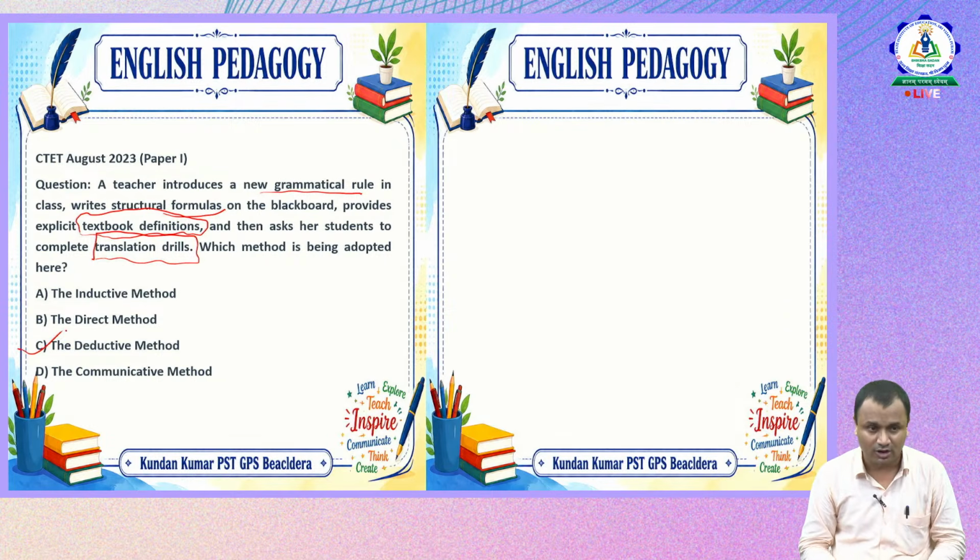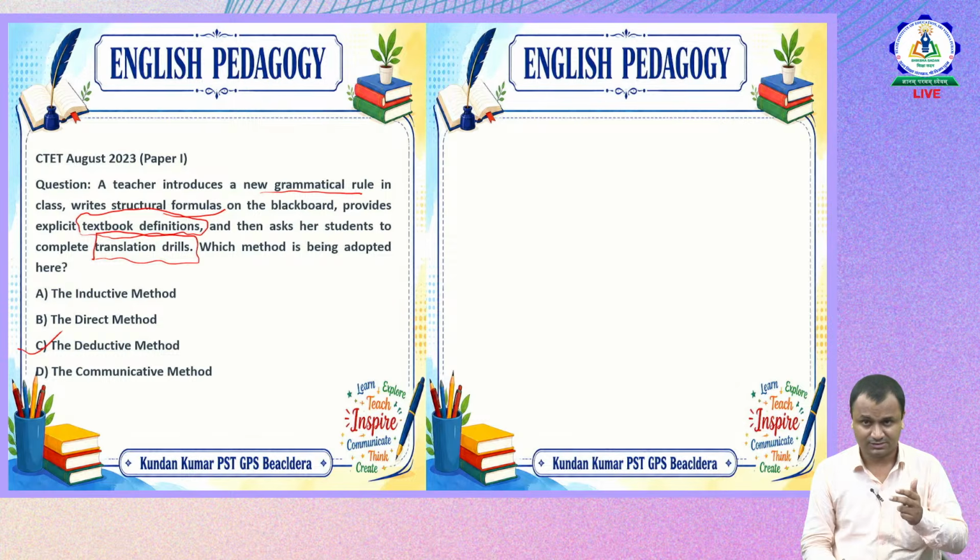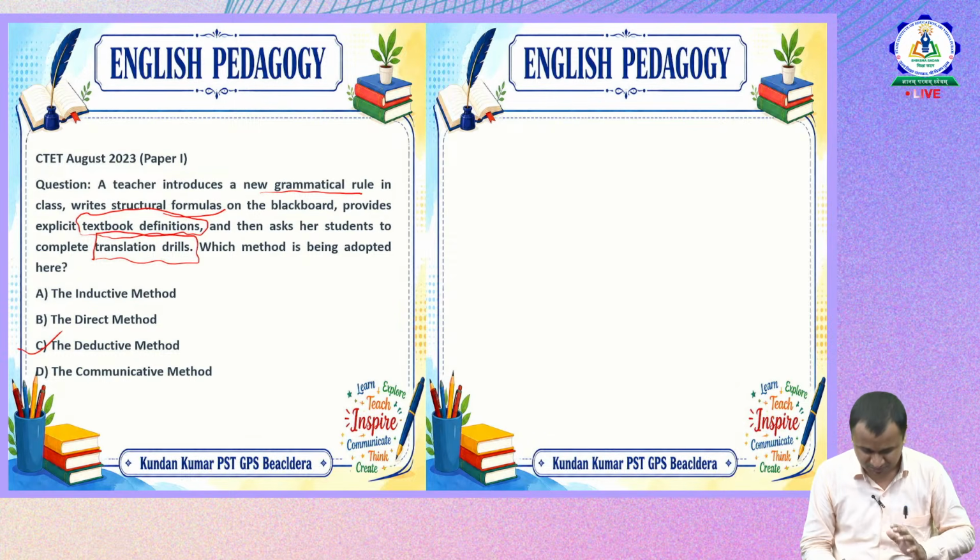Why are other options not right? Communicative means it focuses on communication. But in the question there's no element of communication visible. Direct method is when we use only the target language to teach the particular language, and then inductive method we'll discuss later on.